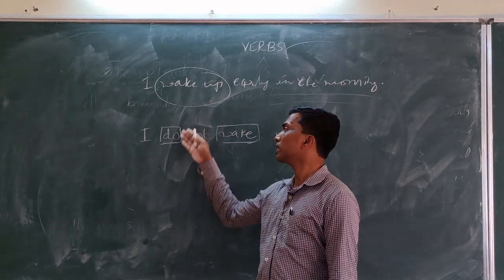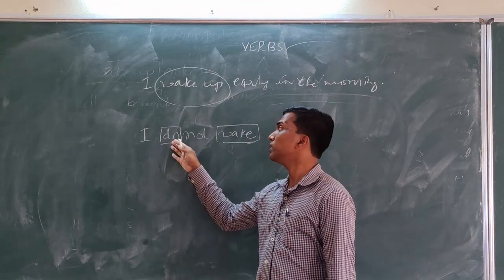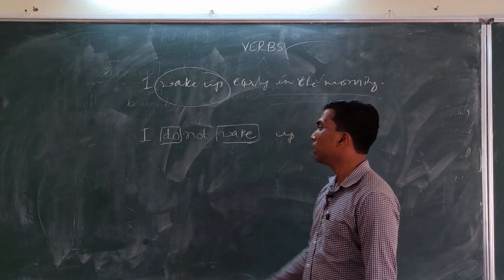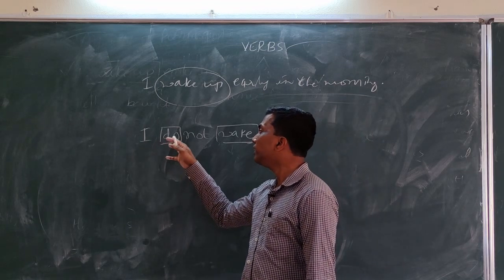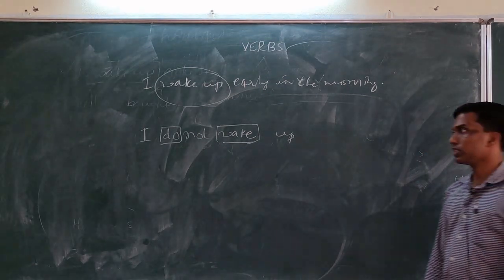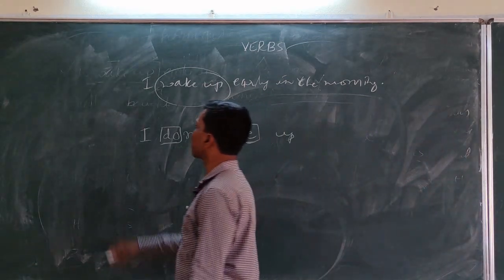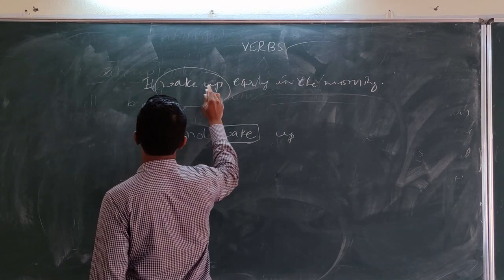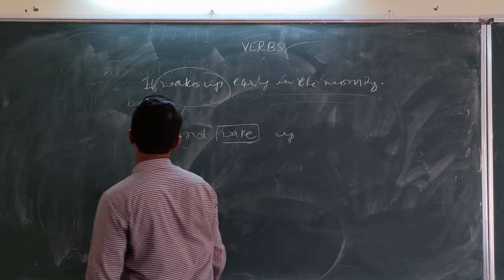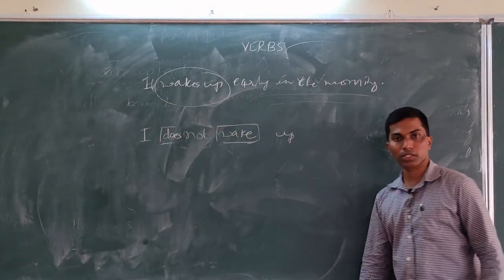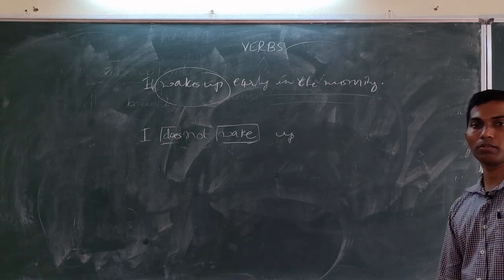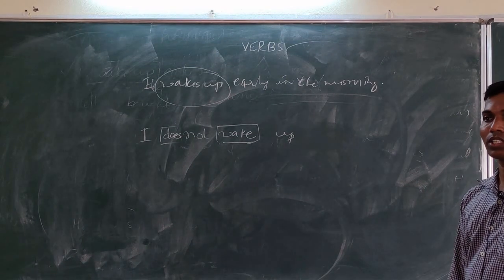The do form here is do. Why is it do? It is not woke up. If it was woke up, it would be I did not wake. Have you got my point? If it is he wakes up, it would have been a different verb. He wakes up. Do will be does. Wakes, because of wakes.